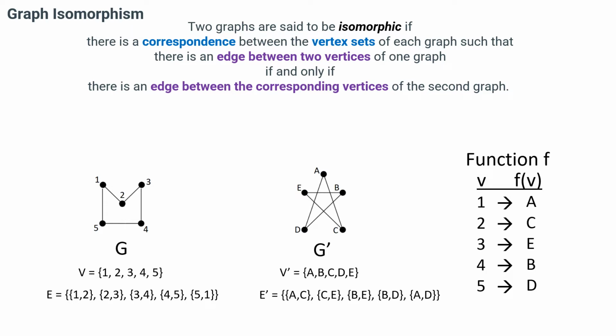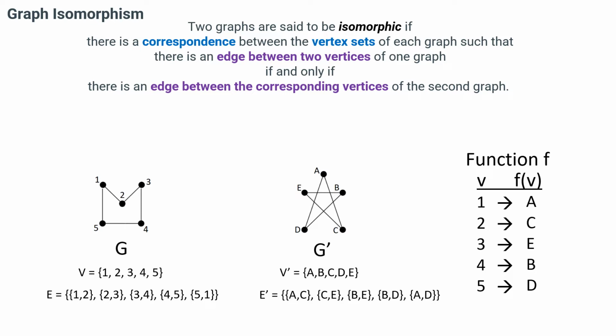Okay, so let's go back up and look at the definition. There's an edge between two vertices of one graph if and only if there's an edge between the corresponding vertices of the second graph. So let's look at graph G. We see that there's a line between 1 and 2, so there's an edge at 1, 2. What does 1, 2 correspond to? Let's come over to the function. 1 corresponds to A, 2 corresponds to C. Is there a line between A and C? Yes, there is. And we'd have to do that for every edge in G.